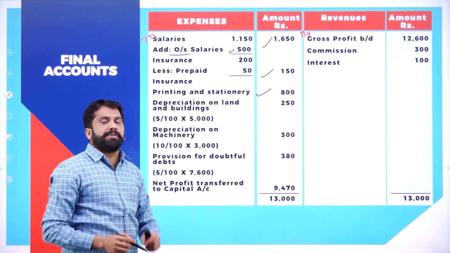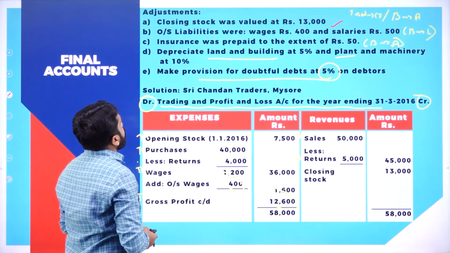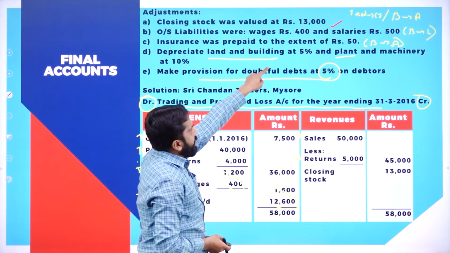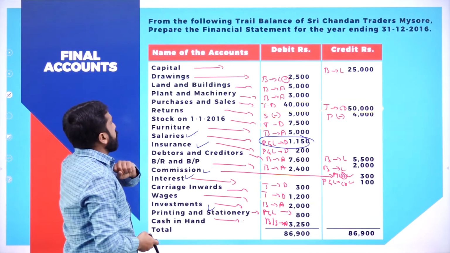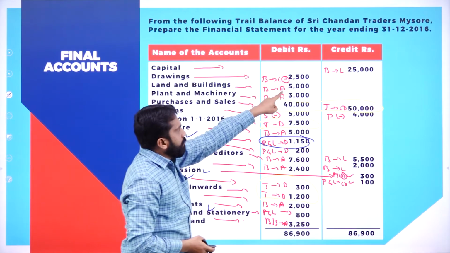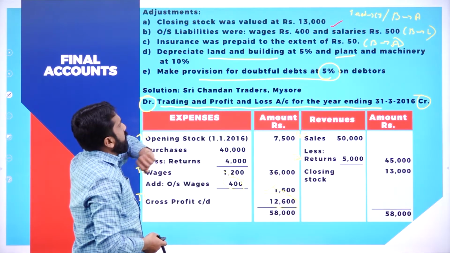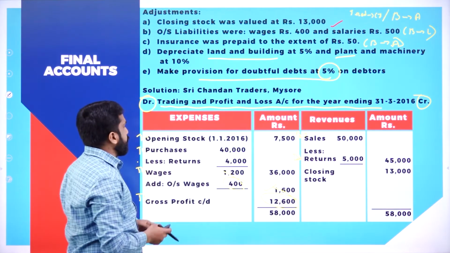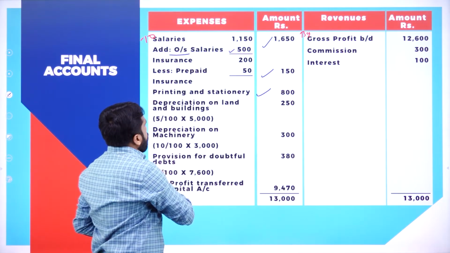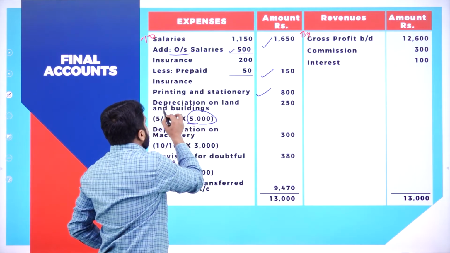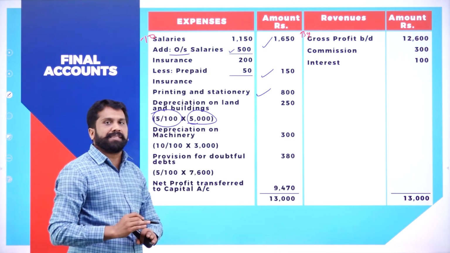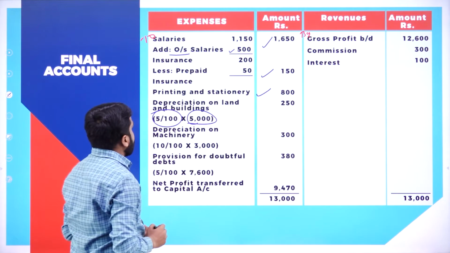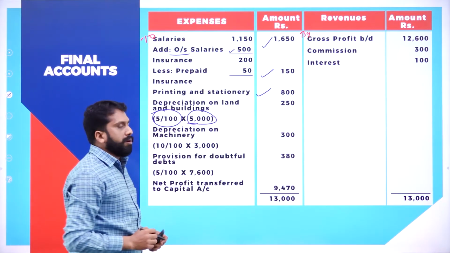Depreciation, as I told you, in the adjustment. Depreciation on land and building. Go back to your question. What is your land and building? 5,000. What is the percentage? 5%. 5,000 into 5%. See, your answer is 5,000 into 5%. Clear? Yes.